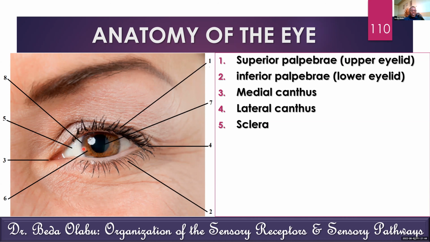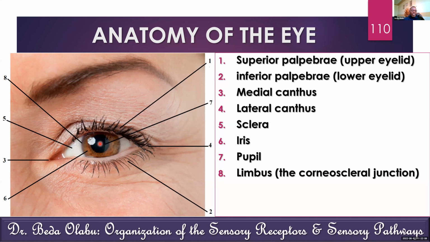Part label 5 is the sclera. That's the white opaque part of the eye. Then this diaphragmatic pigmented region is the iris, and that central part is the pupil. The limbus is here. It is the junction between the sclera and the cornea, so we call it the corneoscleral junction.